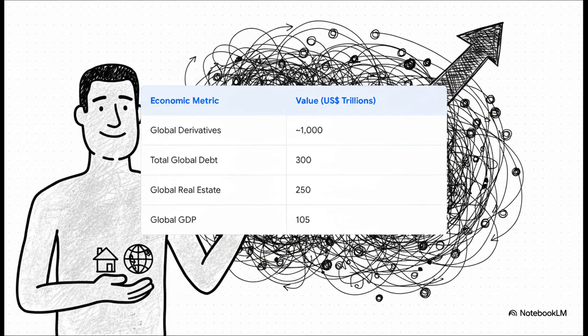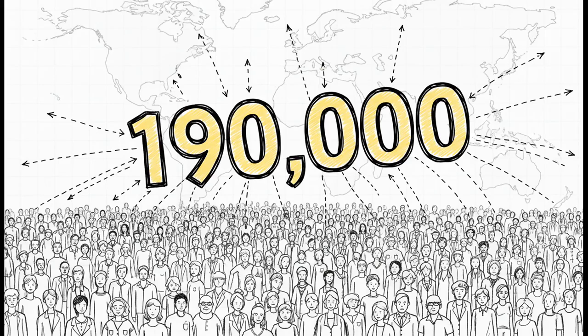It's just wild. The derivatives market isn't just big, it's an absolute giant. I mean, it completely dwarfs the value of all the real estate on the planet. It's more than 3 times the world's total debt. And get this, it's nearly 10 times the value of everything the entire planet produces in a single year. That's global GDP. You want to know another way to think about it? That breaks down to about $190,000 for every single person on Earth.